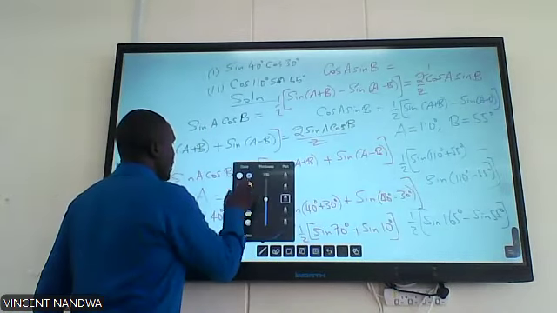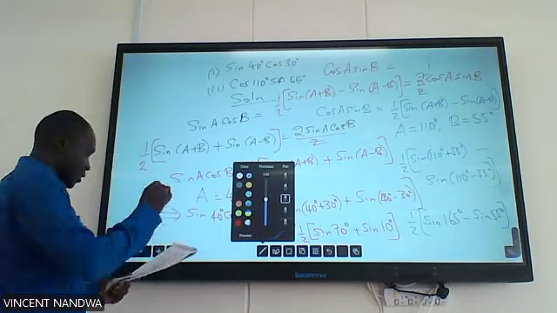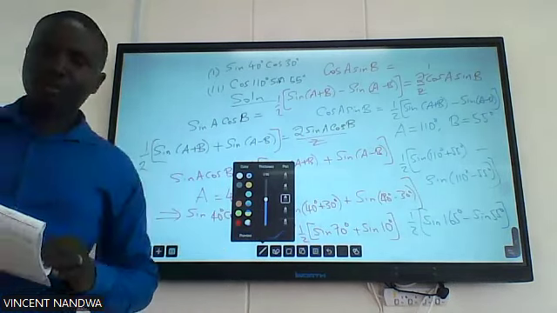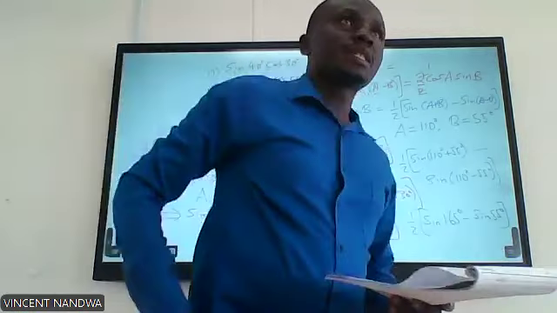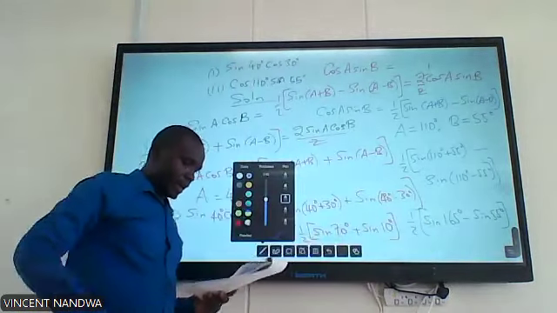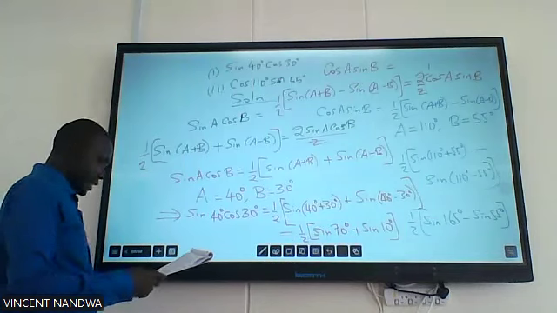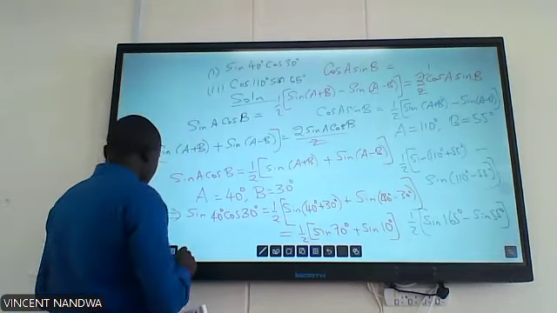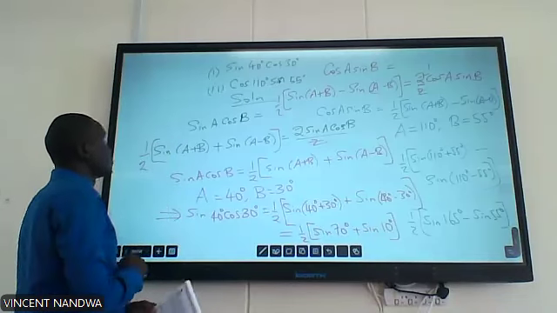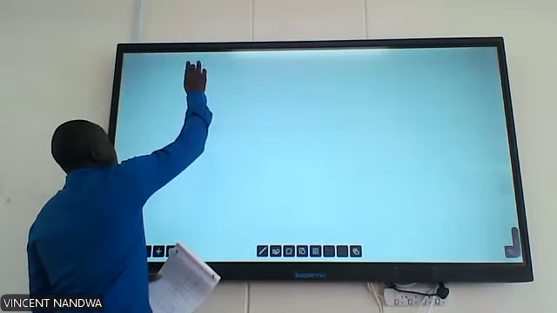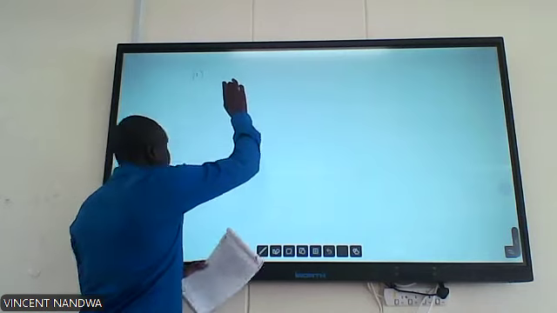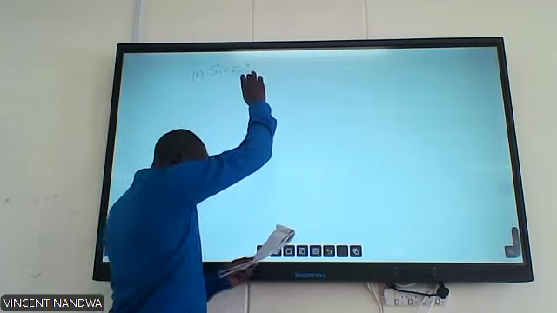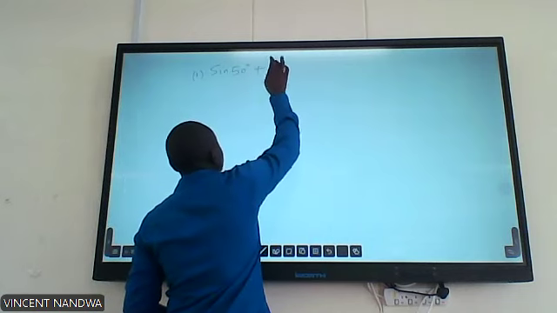Now this one you have to tell me the answer because I'm giving you the start. The next one is: express each of the following as a product. The first one is sine of 50 degrees plus sine of 40 degrees.